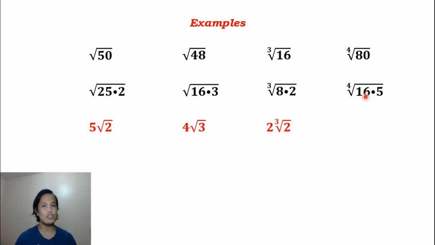So when we multiply 2 four times, that will give us 16. So for example, 2 times 2 is 4, times 2 is 8, times 2 is 16. So therefore, the fourth root of 16 is 2. So we place 2 outside the radical symbol. So we have here the 2, which is the fourth root of 16. Then we copy the fourth root of 5, since 5 is not a perfect fourth root.